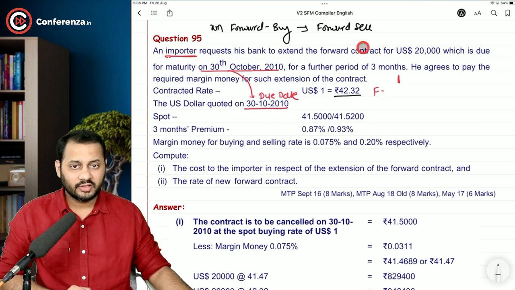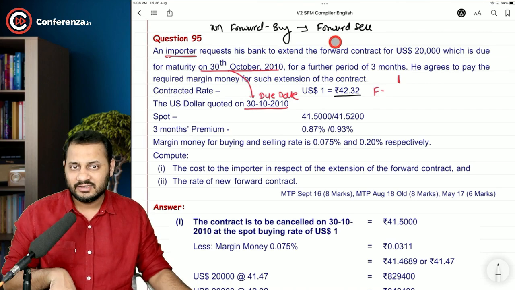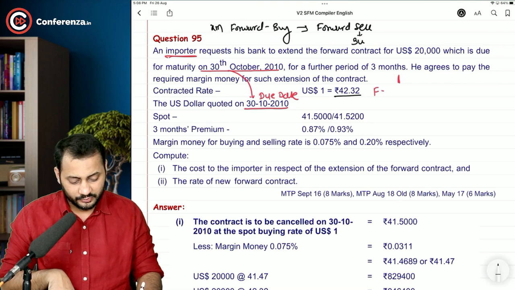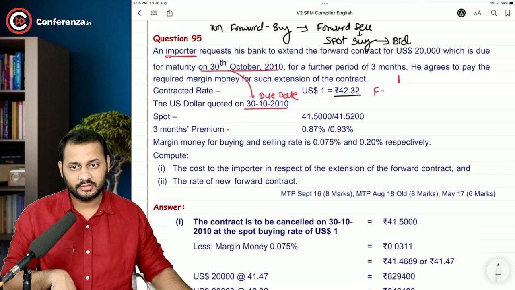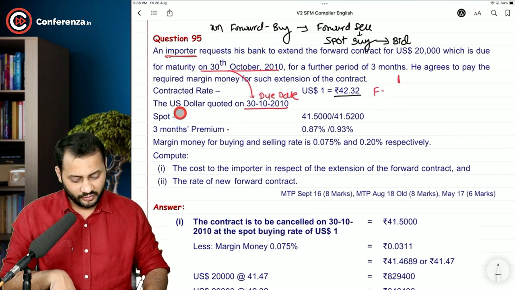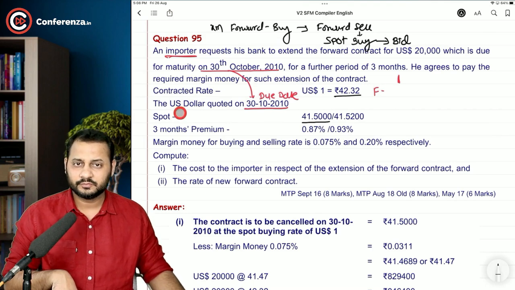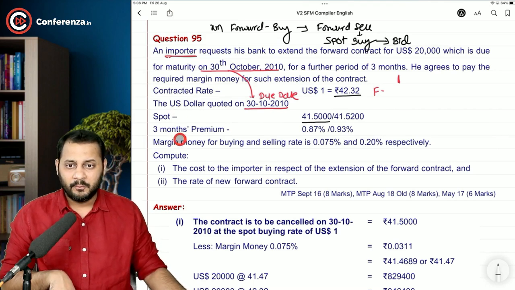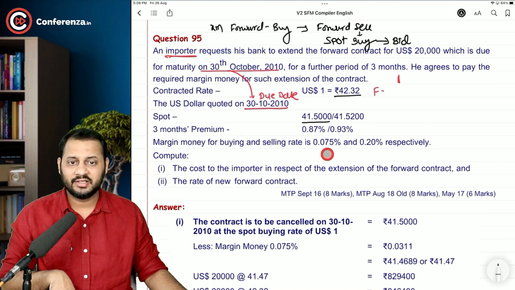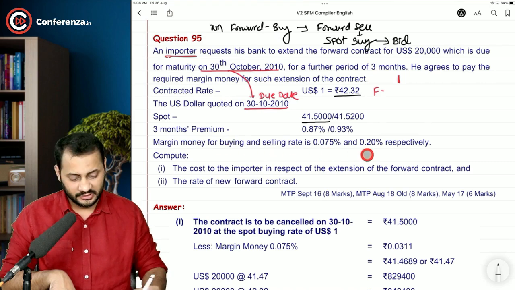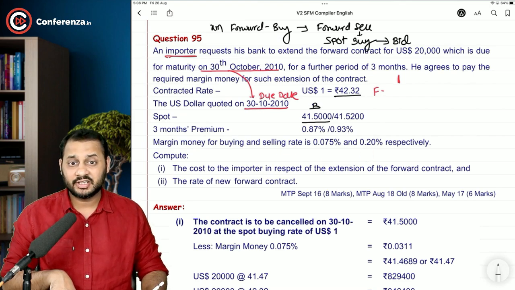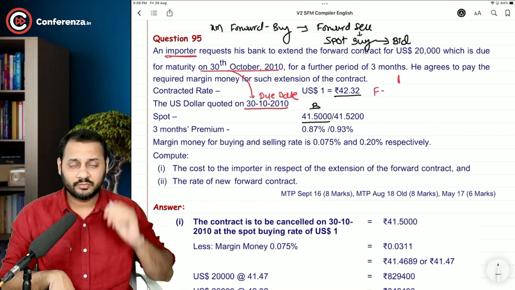Now in order to think from the angle of the bank, to cancel this contract on spot today itself, we will take the opposite position, that is buy spot, and we are the bank, we are buying, that means the bid rate is applicable. The spot bid rate is 41.50 in order to cancel it. Margin money for buying and selling rate is 0.075% and 0.20%. Margin is deducted from the bid rate and added to the ask rate. I think you are comfortable with this concept by now.